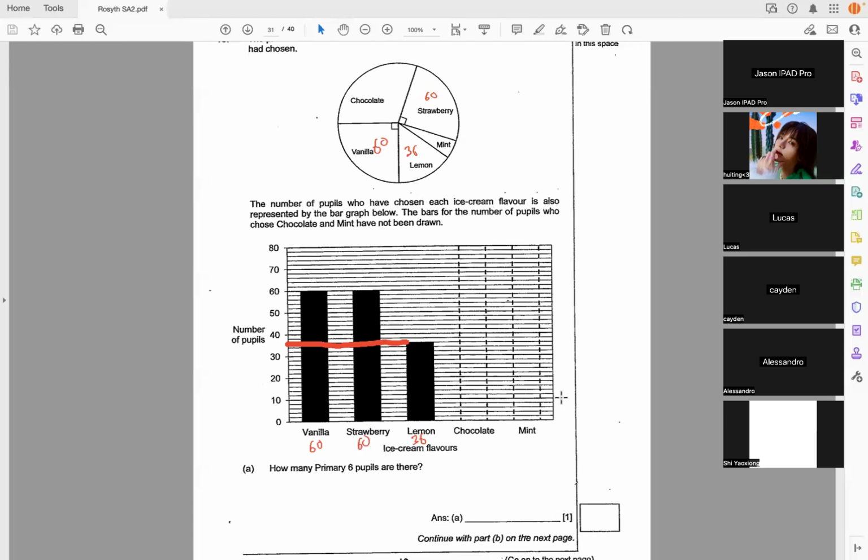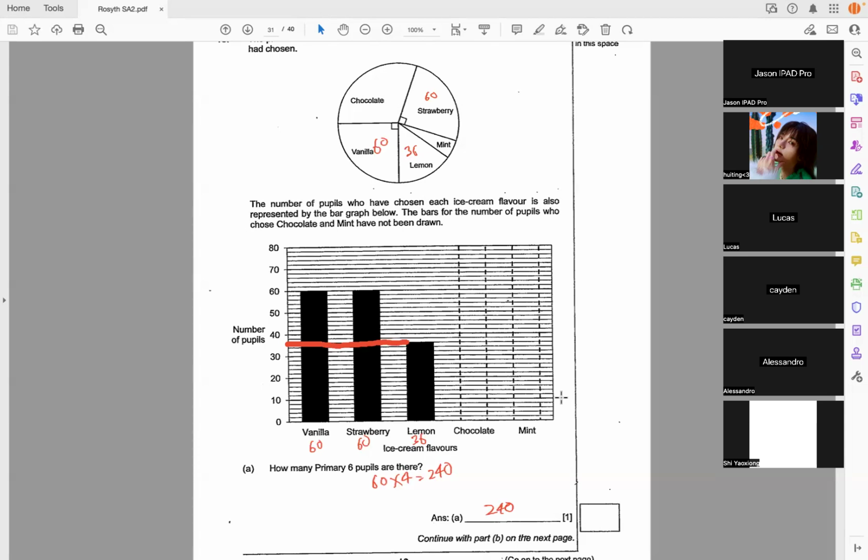So what's the question? How many primary 6 pupils are there? So they're asking the total. Now we know that vanilla is 60, right? Strawberry 60. They are 90 degrees. There are 4 90 degrees in a circle. So with 90 degrees being 60, the entire circle will be 60 times 4, 240. Okay, this is easy. Let's do the second part.